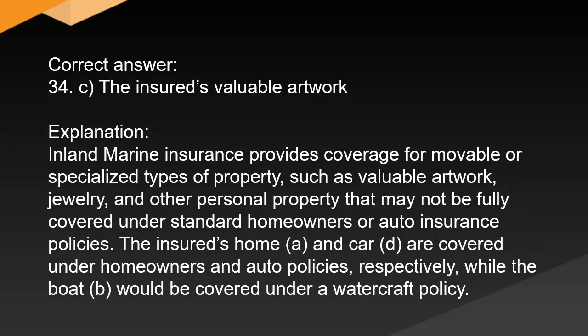Correct answer. C. The insured's valuable artwork. Explanation. Inland marine insurance provides coverage for movable or specialized types of property such as valuable artwork, jewelry, and other personal property that may not be fully covered under standard homeowners or auto insurance policies. The insured's home A and car D are covered under homeowners and auto policies, respectively, while the boat B would be covered under a watercraft policy.